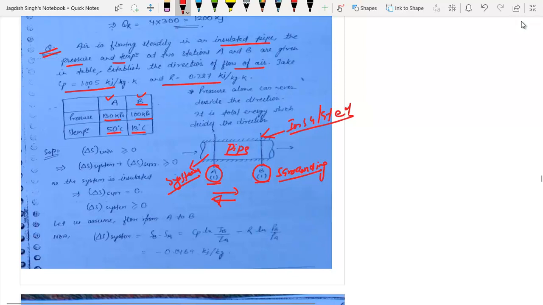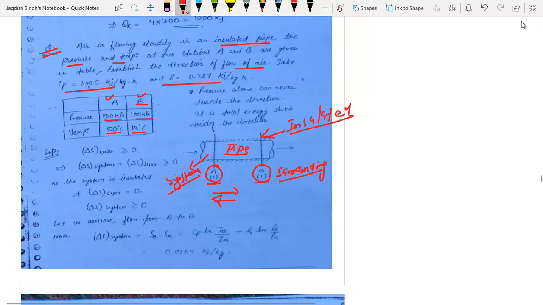We have already discussed in the beginning that the direction of a process can be found out with the concept of entropy, which is studied in the second law of thermodynamics. We have already explained this statement. This is a very beautiful statement. So direction and feasibility of any process can be found out with the concept of entropy, which is part of the second law of thermodynamics. In this problem, we will find the direction of flow of air with the concept of entropy. This is the beauty of entropy or the second law of thermodynamics.